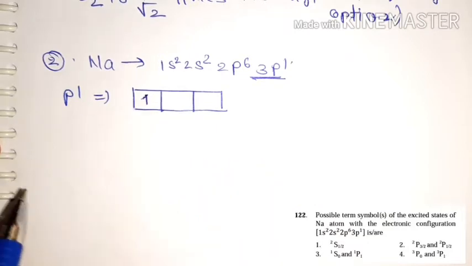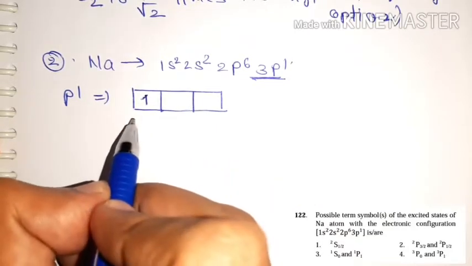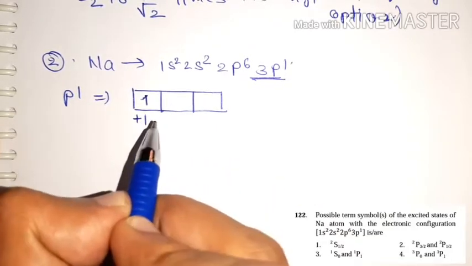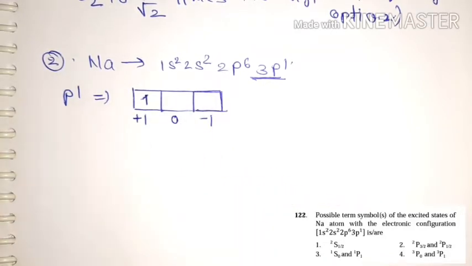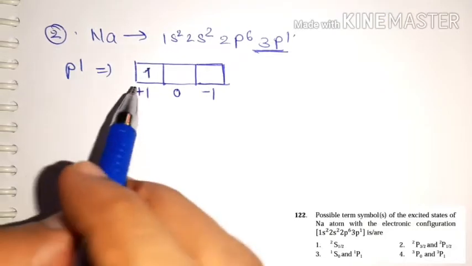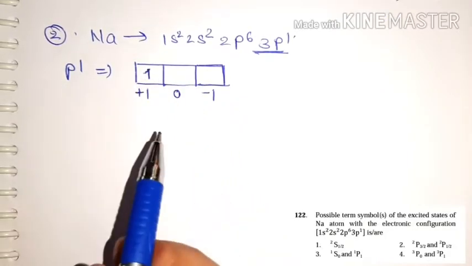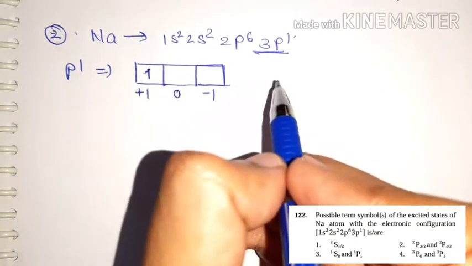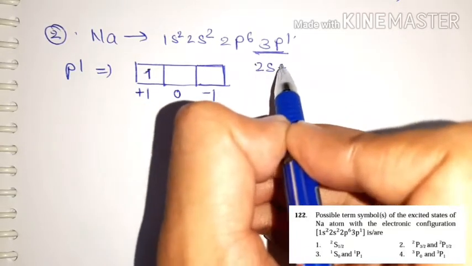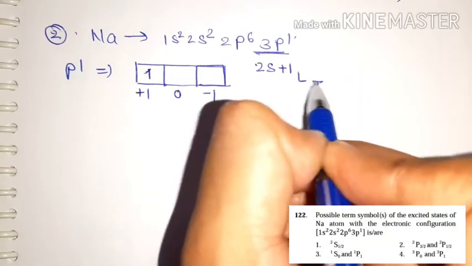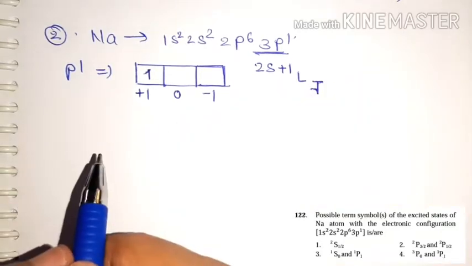Okay, this is a p1 electronic configuration. The value of L for this is +1, 0 and -1, this is the azimuthal quantum number, for your respective p orbitals, that is px, py and pz. Now first of all, our general expression for the term symbol will be 2S+1 L J. Okay, this is the general expression.